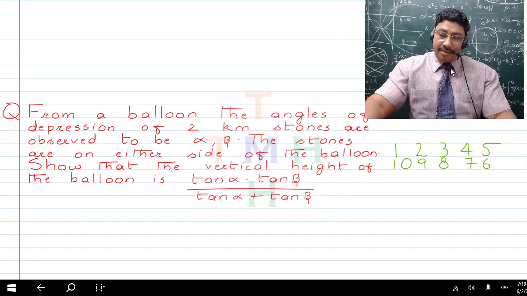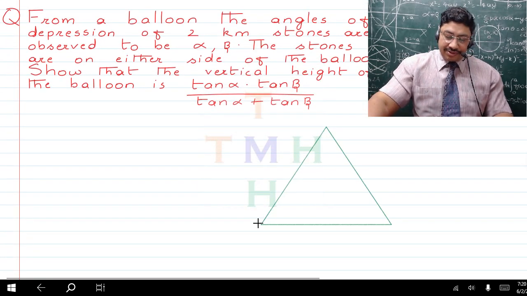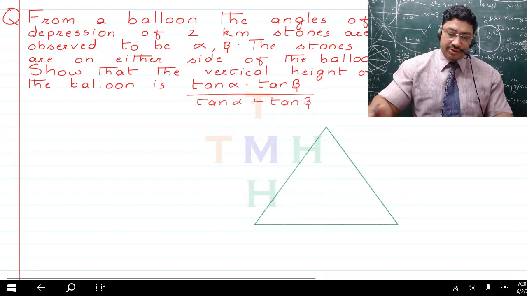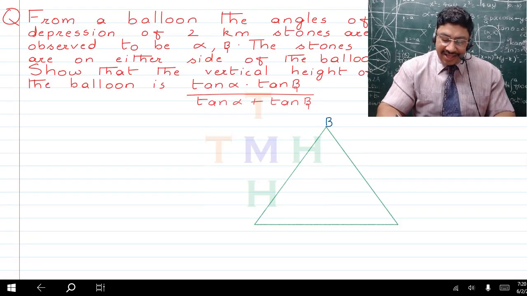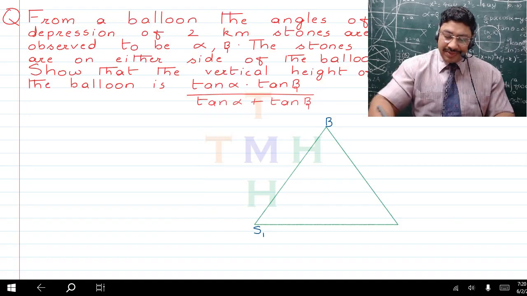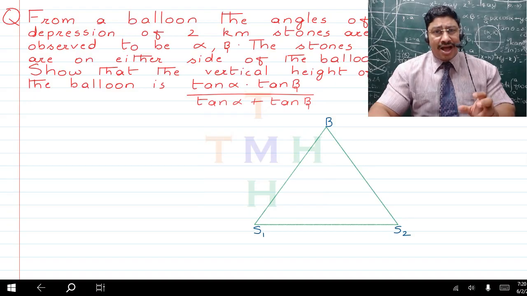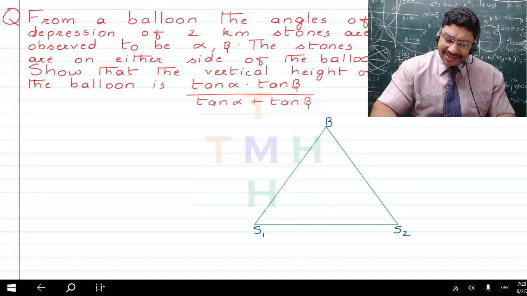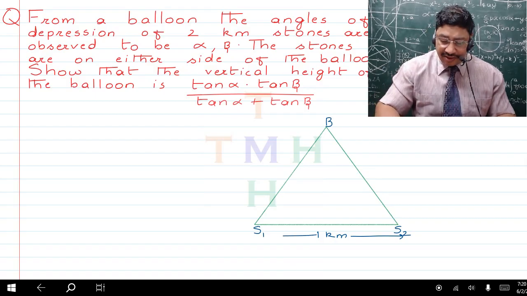Now here I come back to my position, and now, children, here I will be making this balloon along with the 2 kilometer stones. So let's consider that the balloon is atop here, right? And after that, the first kilometer stone is here and the second kilometer stone is here. Now, as these are 2 kilometer stones, obviously there will be a distance of 1 kilometer or 1000 meters in between them. So let us consider that the distance between both of these is 1 kilometer, and here we can mark it in this figure, something like this.